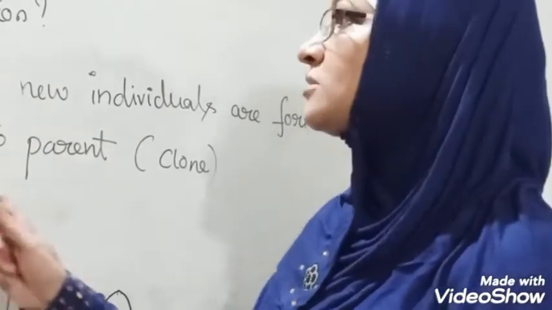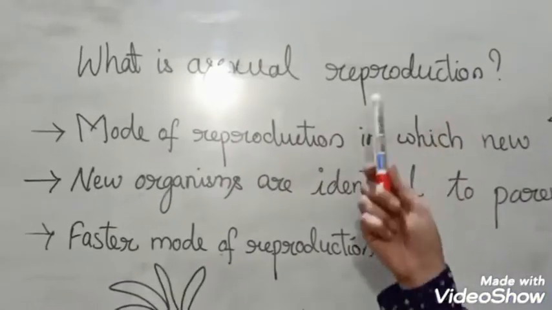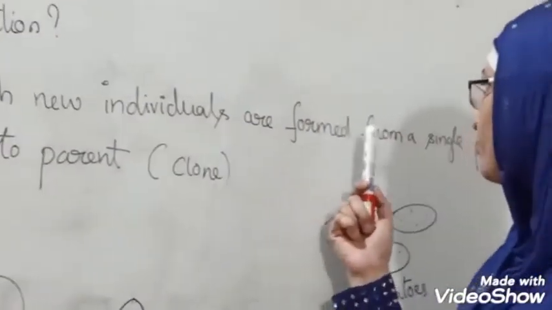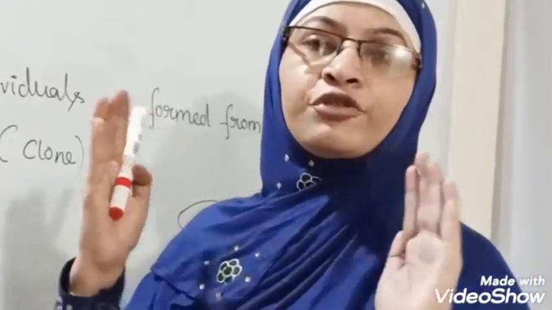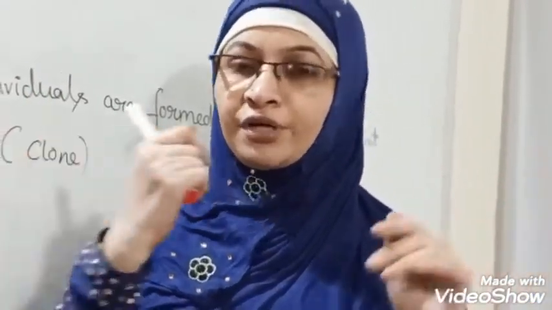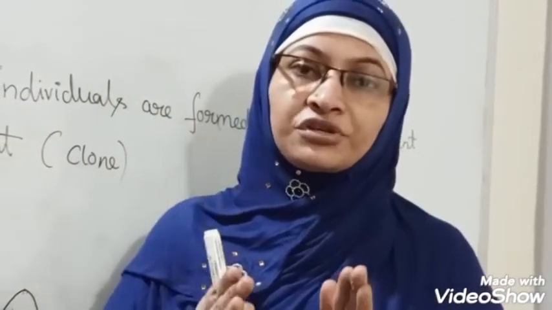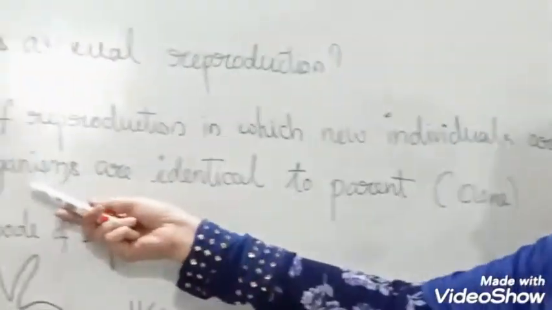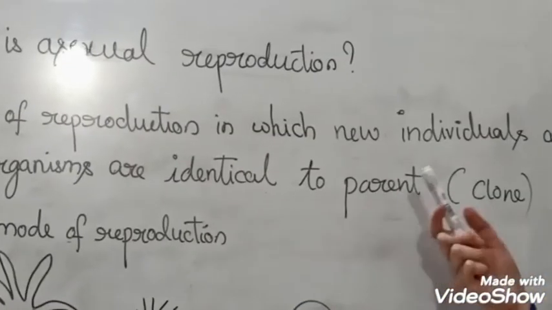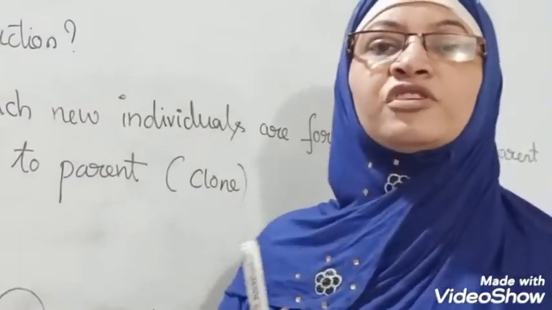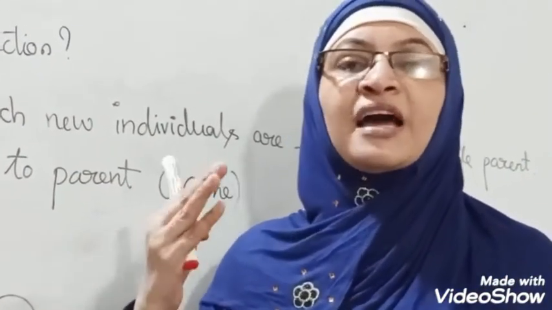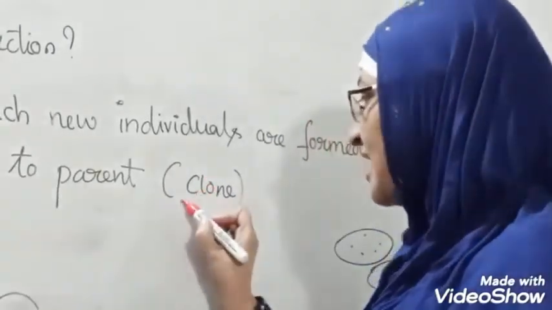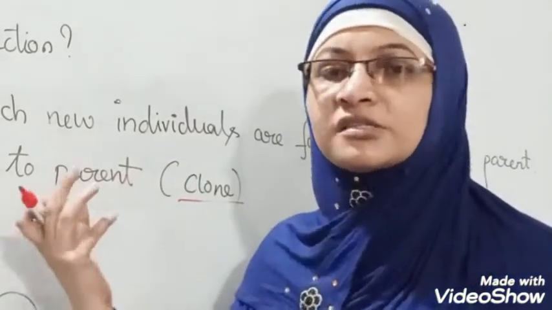Now the question arises, what is asexual reproduction? Just now we discussed that it is a mode of reproduction in which new individuals are formed from a single parent. Here there is no need for two parents, a father and a mother, to contribute their gametes to produce a daughter cell. One cell itself is able to divide into daughter cells. So new organisms are identical to the parent, genetically as well as morphologically. That is why we call them clones of the parent, because they are identical.